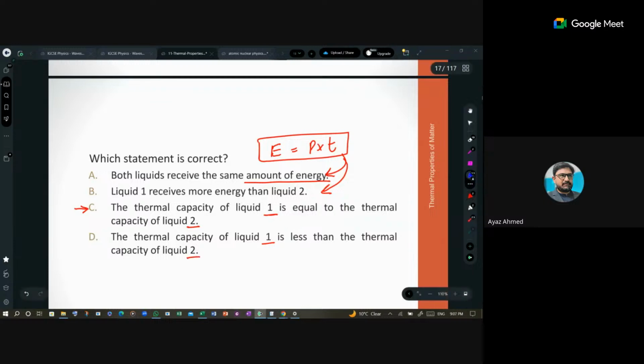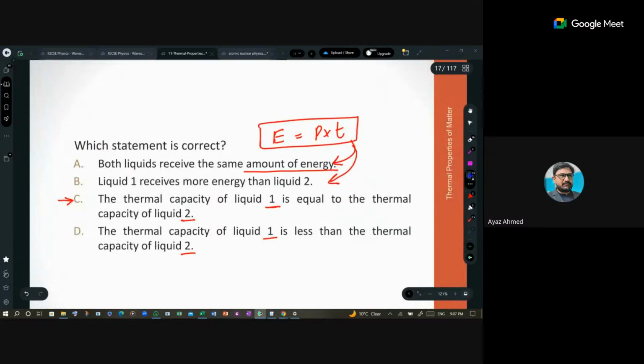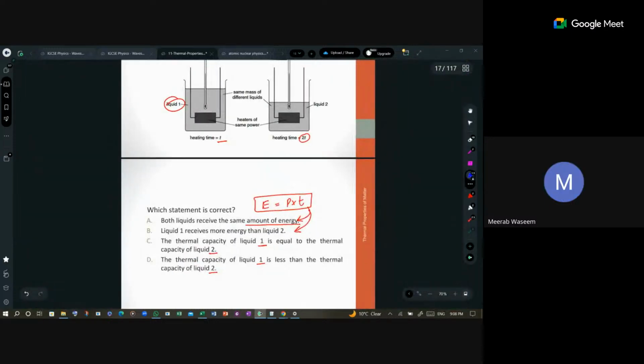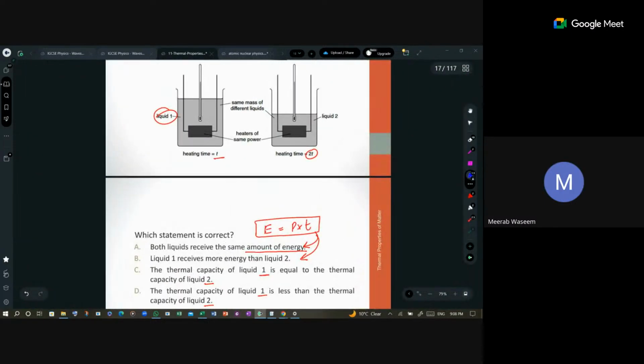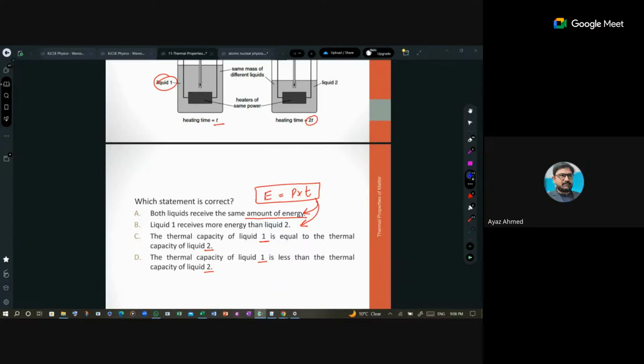So I believe you people got the answer. Which would be the right answer according to your opinion? Then I will explain all this. Yes, Meera, what do you think? I will show you the question. Yeah, show me the question. Sir, C. Okay, so what do you think?